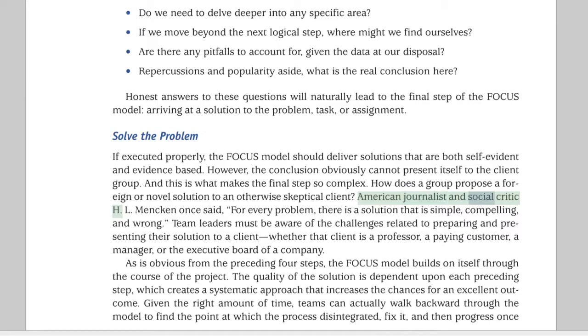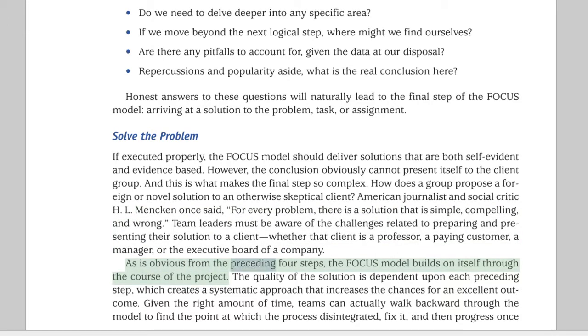American journalist and social critic H.L. Mencken once said, "For every problem, there is a solution that is simple, compelling, and wrong." Team leaders must be aware of the challenges related to preparing and presenting their solution to a client, whether that client is a professor, a paying customer, a manager, or the executive board of a company.